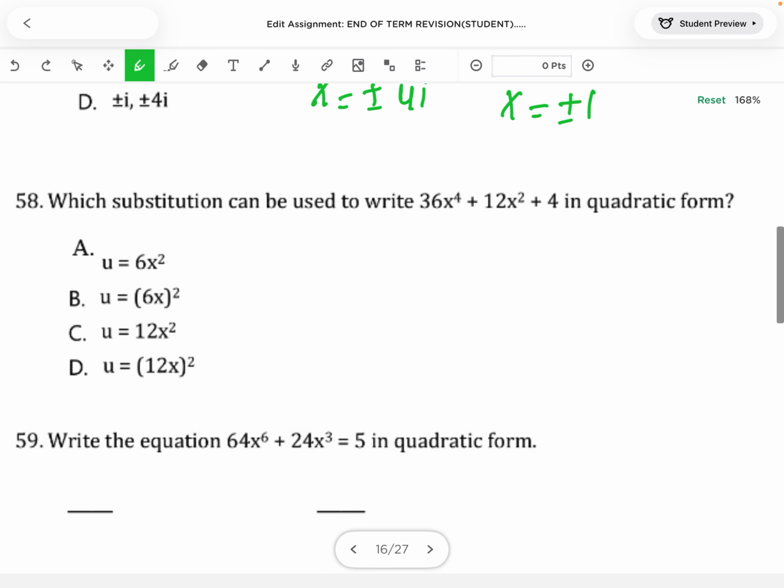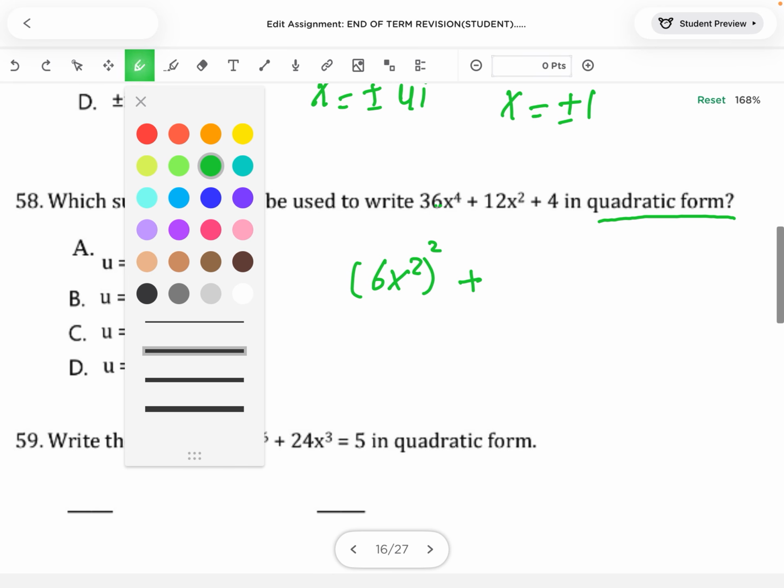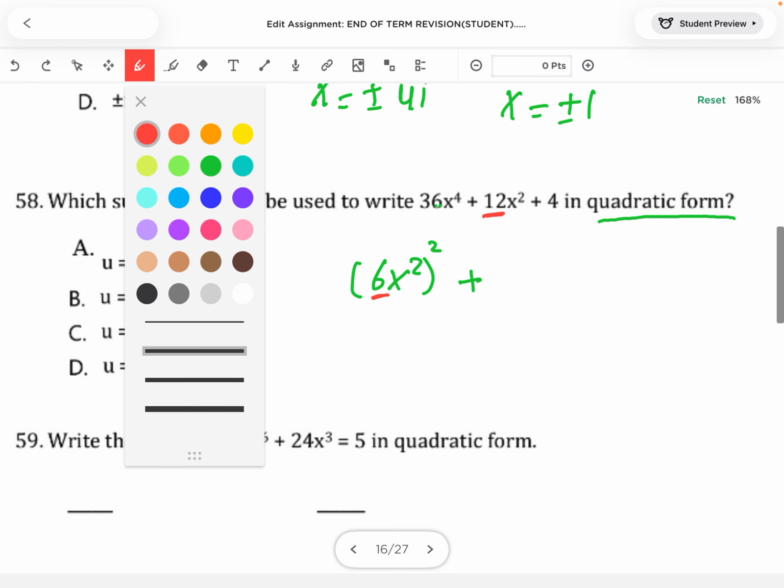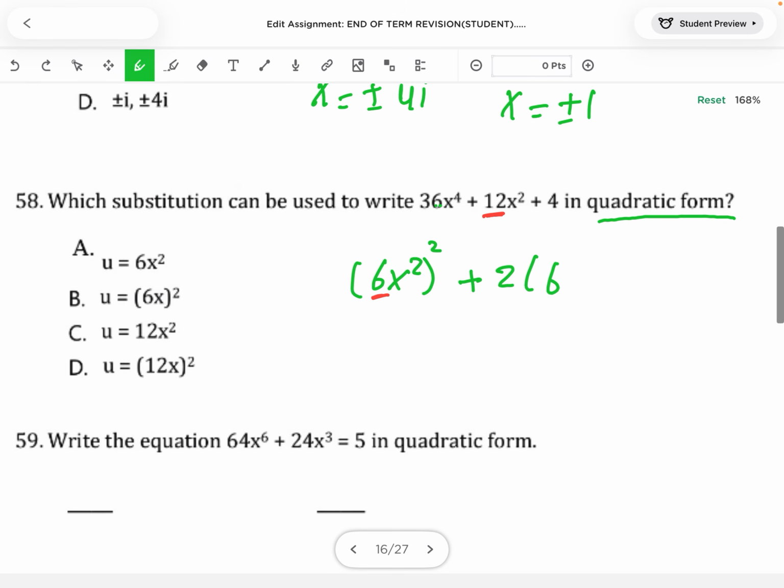Which substitution can be used to write any quadratic? Again, same story. I have to square it. What is the square root of 36? So it will be 6x squared all squared plus. Now ask yourself, this 12 is 6 times what? It is 6 times 2. So 2 times 6x squared plus 4. Why did I do it? Because I need the same expression. The first is squared and the second is not squared. 6x squared.